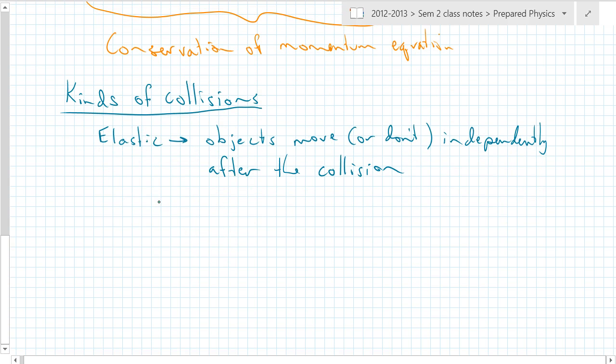In that case, it's possible that both objects are moving before the collision, so we'd have MAVA1, MBVB1, and after the collision, we'd have both objects potentially moving after, and independently.